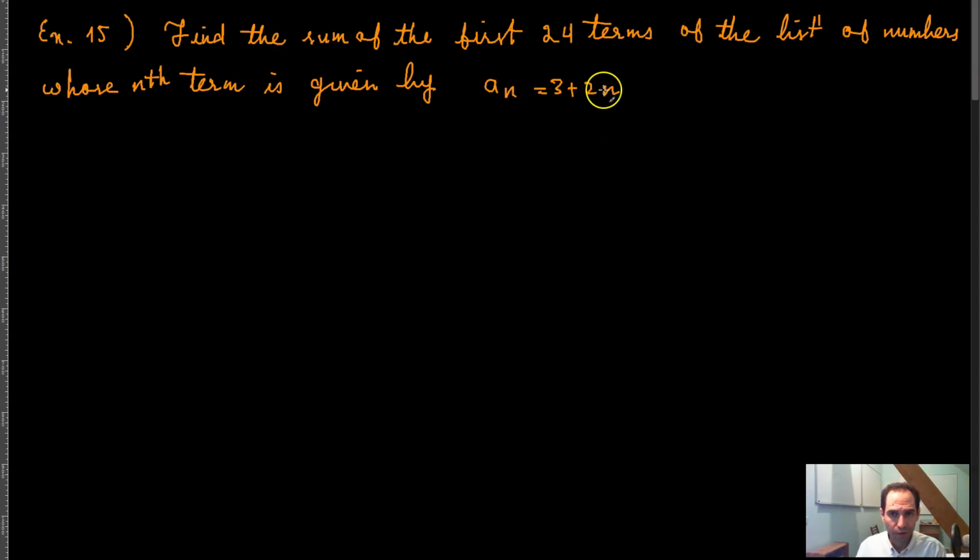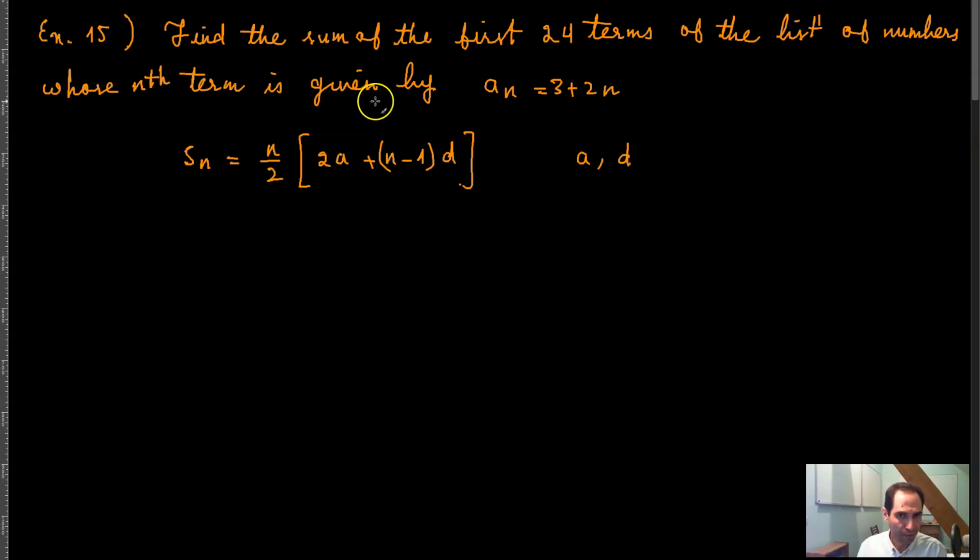So if your a of n is equal to 3 plus 2n, you know that your S of n is equal to n divided by 2 times 2a plus n minus 1 times d, right? So in this formula, you need your n, which you will get from here. You need your a, which you can get from here. So you need your a and you need your d, right?